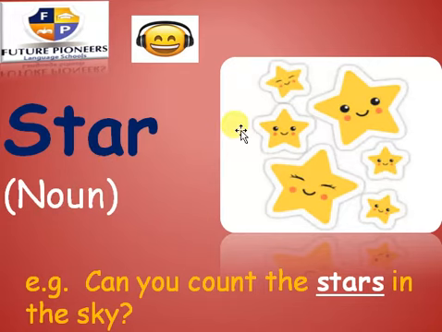Do you remember the difference between nouns, verbs, adverbs and adjectives? The noun is the name of a person, place, or a thing, and the star is a thing. So it's a, I can't hear you, a noun. Example, can you count the stars in the sky? I'm asking you now. Can you do that? It's a night thing, spending the night looking at the stars and counting them.